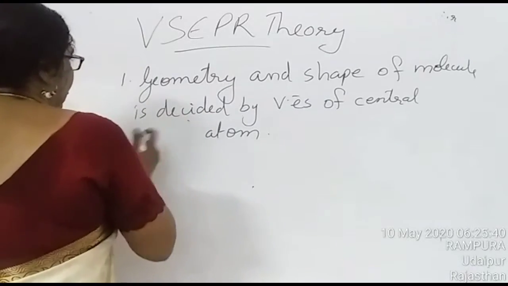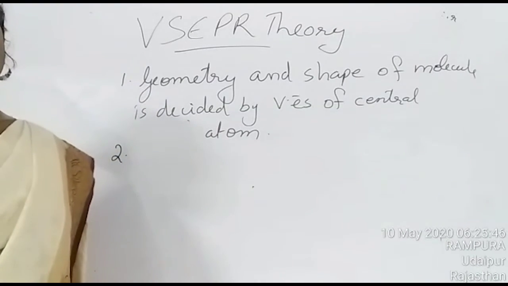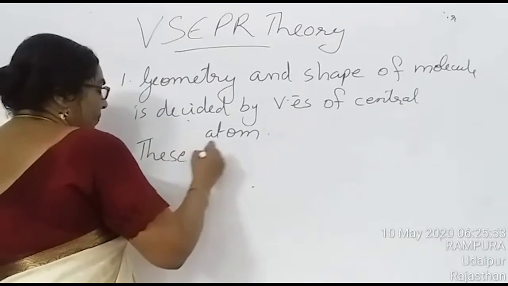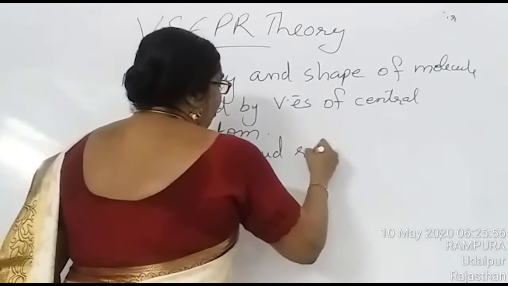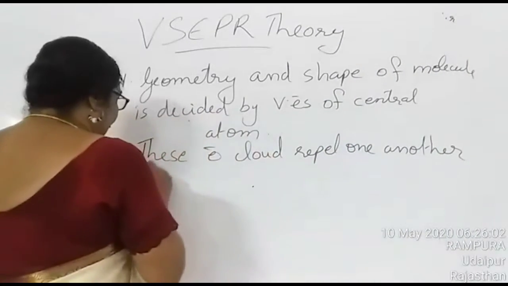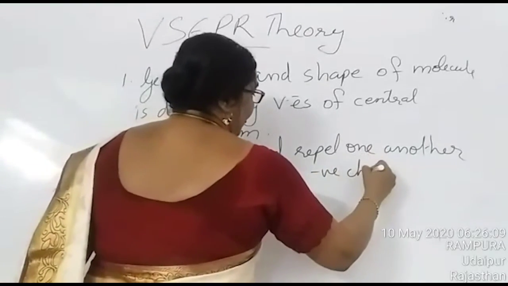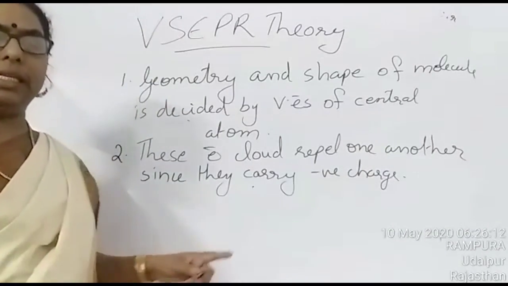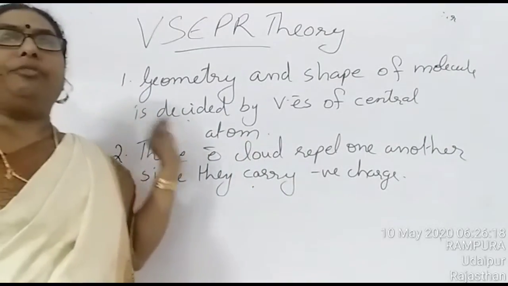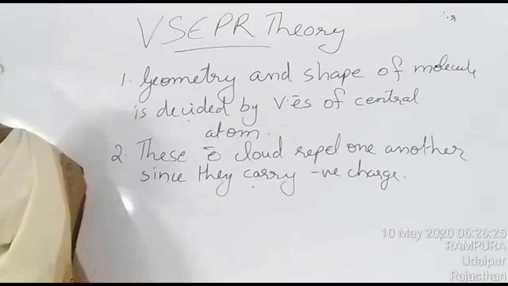Now we can consider the second point. That is, the electrons which are placed around the central atom repel one another since they all carry negative charge. These electron clouds repel one another since they carry negative charge. So the first point: the geometry and the shape of the molecule is decided by the valence electrons of the central atom. Second, the electron clouds repel one another since they carry negative charge.